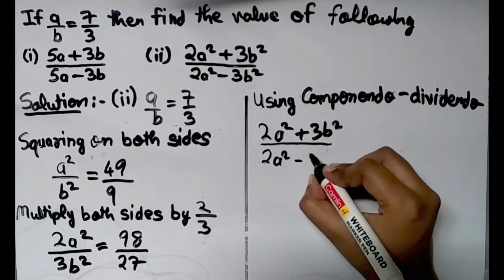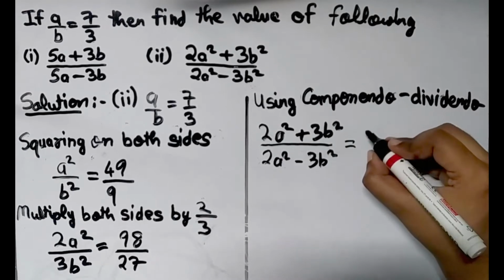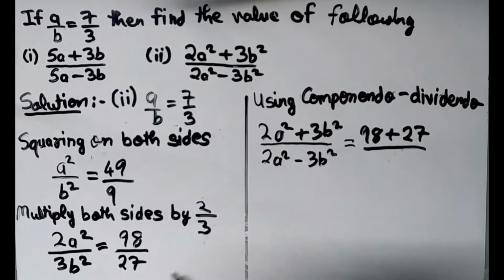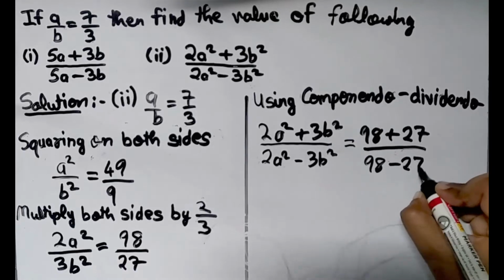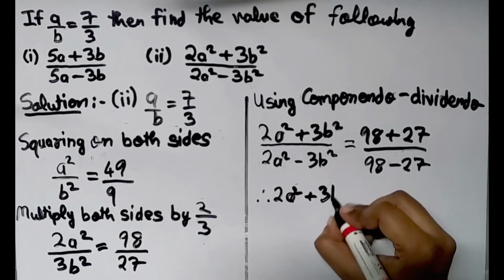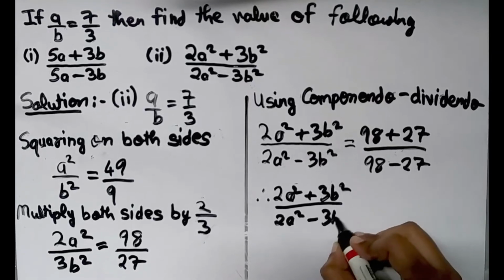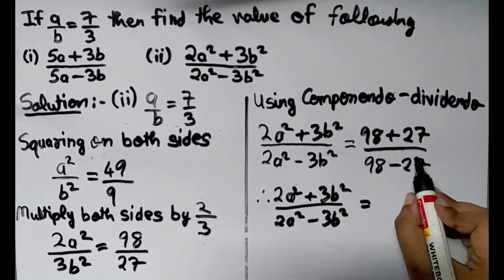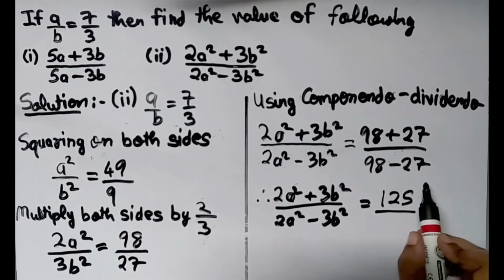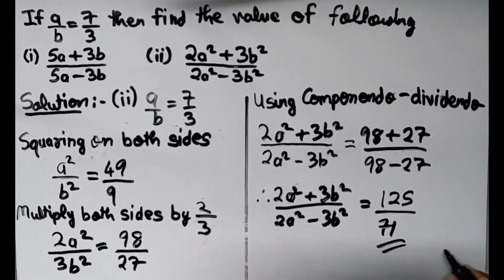Is equal to, in the numerator, 98 plus 27 upon, in the denominator we have 98 minus 27. Therefore this side will remain as it is, 2a square plus 3b square upon 2a square minus 3b square, which is equal to 98 plus 27 will be 125 upon 98 minus 27 will be 71. So 125 upon 71. This is the final answer.